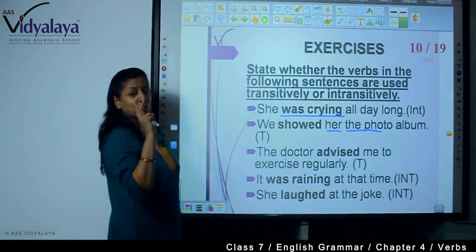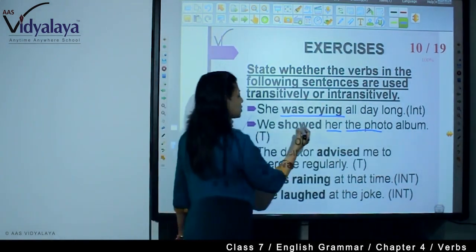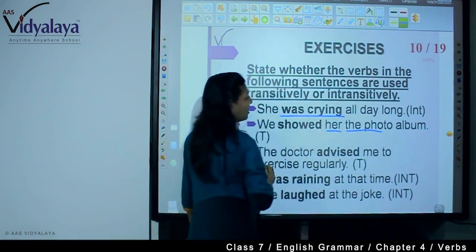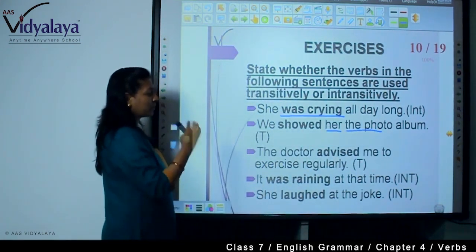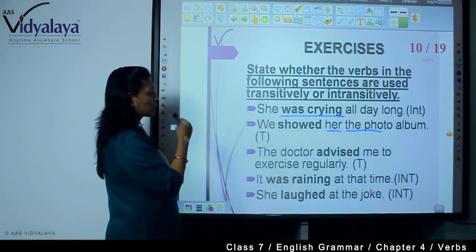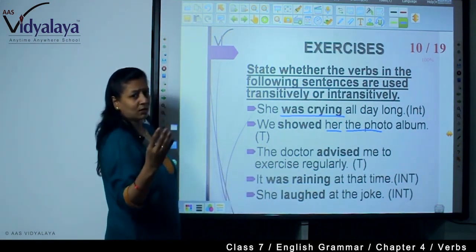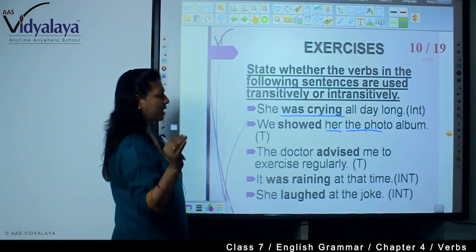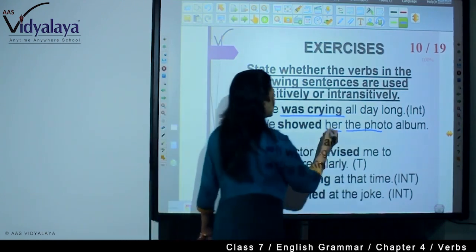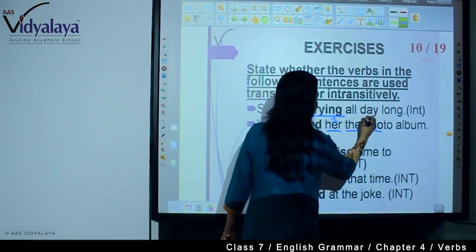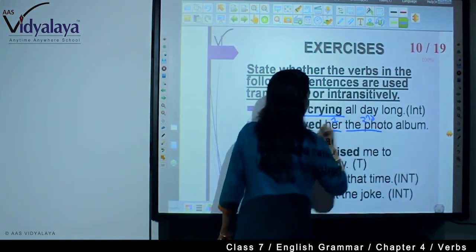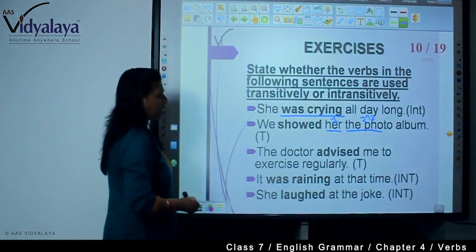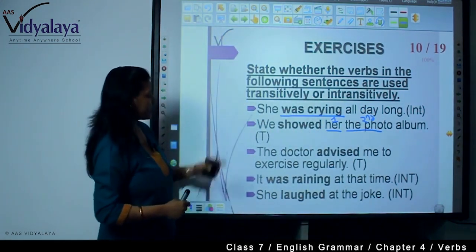We showed her the photo album. See, 2 objects. We showed her the photo album. The photo album was shown by us to her, and she was shown by us the photo album. So this is the first and this is the second object. So this is a transitive verb.